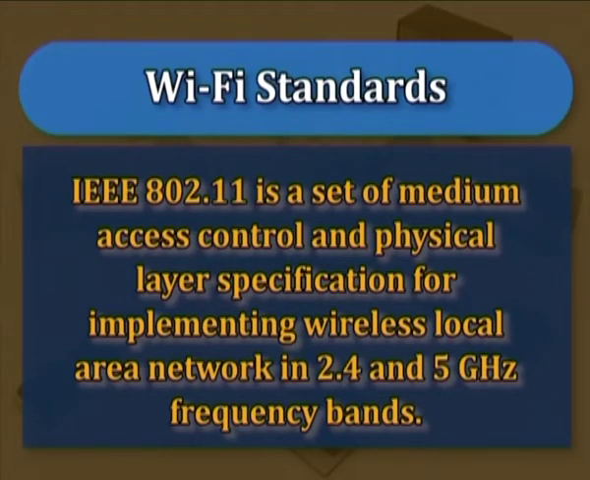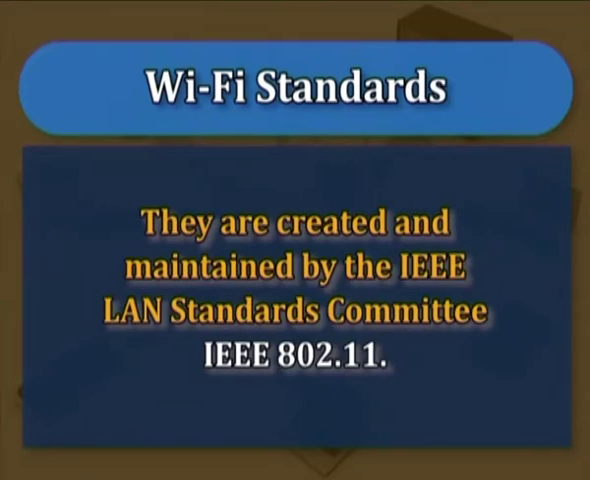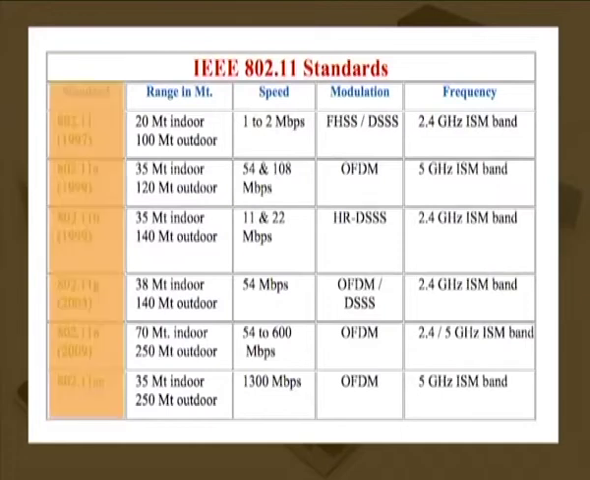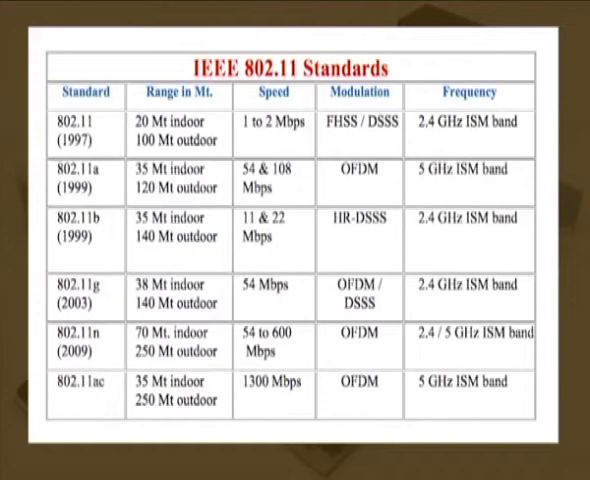IEEE 802.11 is a set of medium access control and physical layer specifications for implementing wireless local area network in 2.4 and 5 gigahertz frequency bands. They are created and maintained by the IEEE LAN Standards Committee, IEEE 802.11. The base version of the standard was released in 1997 and had many subsequent amendments. The standard and amendments provide the basis for wireless network products using the Wi-Fi brand. There are several wireless LAN standards, each suited for a particular environment, as shown in the figure.